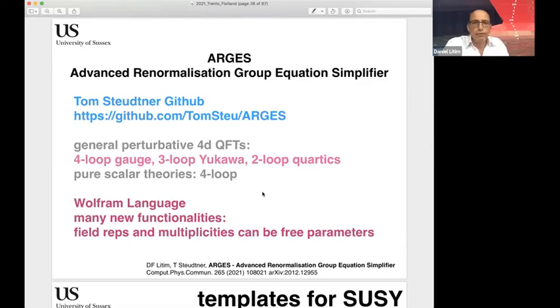Now, the new feature, which was very important for us and which might be helpful for others as well, is that the code has a lot of new functionalities which previous codes weren't quite offering. So in particular, we can keep field representations and multiplicities of fields as entirely free parameters. Also, the code has a lot of further functionalities which help with simplifying more complex tensorial structures in your interactions.